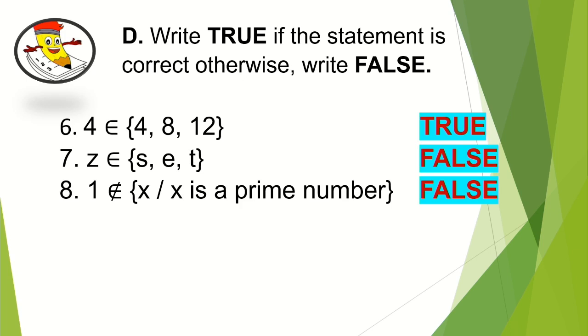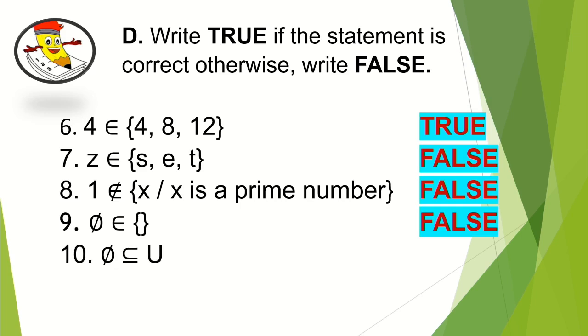Answer. False. Number 9. Null set is an element of the null set. Answer. False. And number 10. Null set is a subset of the universal set. Answer: true.